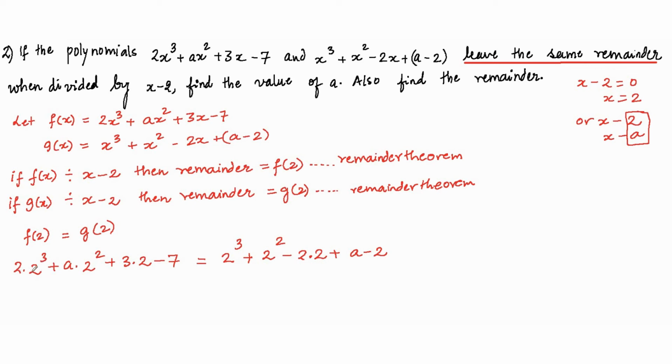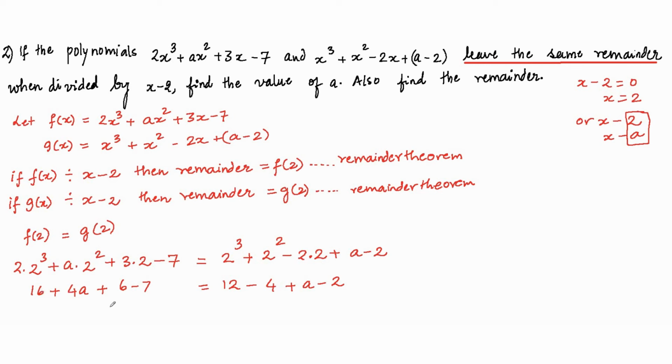2 cube is 8, 8 2s are 16, plus 2 square is 4, so this is 4a, and 3 2s are 6, 6 minus 7. On the other side, 2 cube is 8 and 2 square is 4, 8 plus 4 is 12, minus 2 2s are 4, plus a minus 2. So you will notice that this is now a linear equation in a, which I can definitely solve.